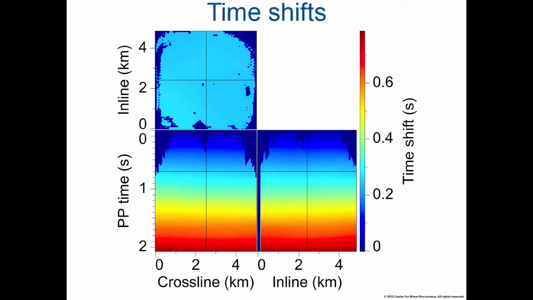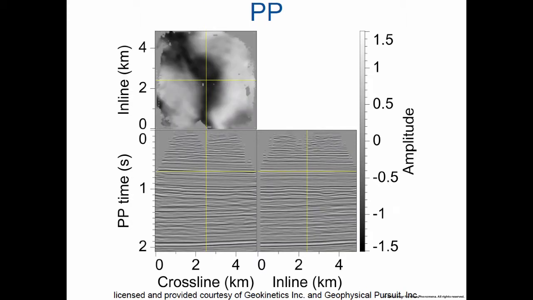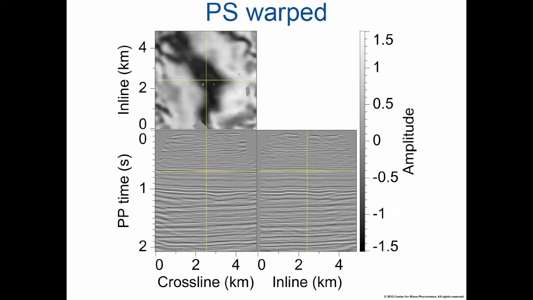The idea here is that for every time in the PP image, there's a corresponding time in the PS image, and the difference between those two times is what we call time shift. Here that's displayed in color. We use these time shifts to warp the PS image. So here is the PS image after automatic image registration, and for comparison, the original PP image. You can see they're both now on the same time scale, and our method has done a pretty good job of aligning a lot of these strong events in the image automatically.